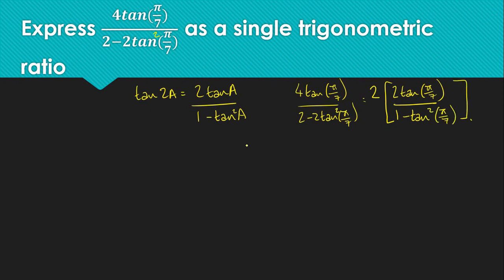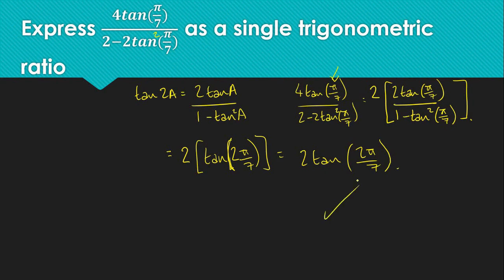Okay? And what we end up with is 2 lots of tan of 2a. And a in this case is pretty clearly going to be pi over 7. Okay, and so just tidy it around so you get 2 tan of 2 pi over 7. Okay, moving on.